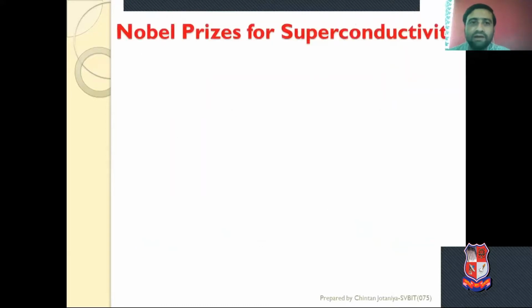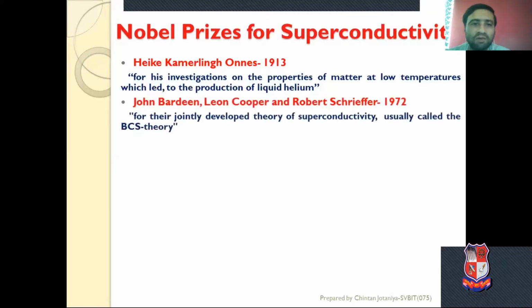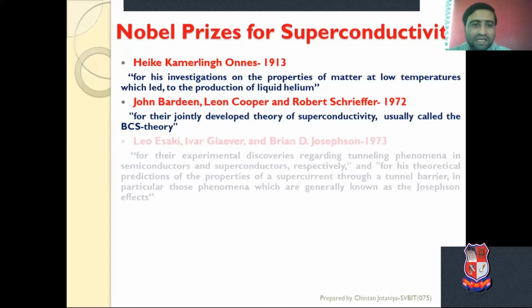I have highlighted a few Nobel Prizes given in the field of superconductivity. The first Nobel Prize was given to Heike Kamerlingh Onnes, of course the father of superconductivity, for the investigation of the properties of matter at low temperature, and he also liquefied helium. He got the Nobel Prize in 1913. Then three scientists, John Bardeen, Leon Cooper, and Robert Schrieffer, in 1972 for their theory of superconductivity, jointly got the Nobel Prize. That is called the BCS theory.